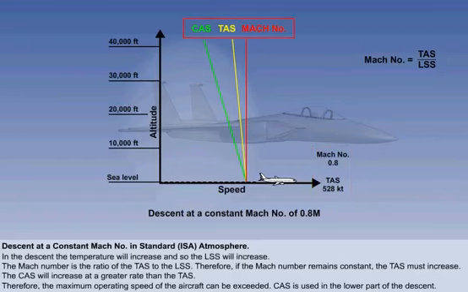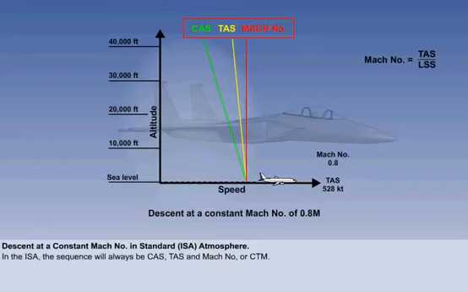Note from the graph that although the constant in this example has been the Mach number, the relationship and therefore the sequence of CAS, TAS and Mach number has remained the same as for a climb at a constant CAS. In the international standard atmosphere, the sequence will always be CAS, TAS and Mach number. A useful way to recall the sequence is to remember the letters CTM, or the mnemonic chicken, tikka, masala.